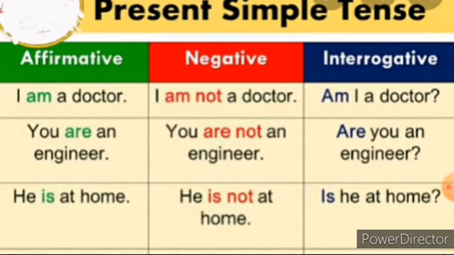Look at the next example. He is at home. Which is the verb form here? Is. Is he at home? End with a question mark. This is the form of simple present tense: affirmative, negative and then interrogative.